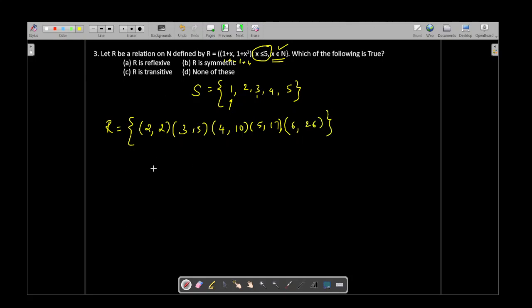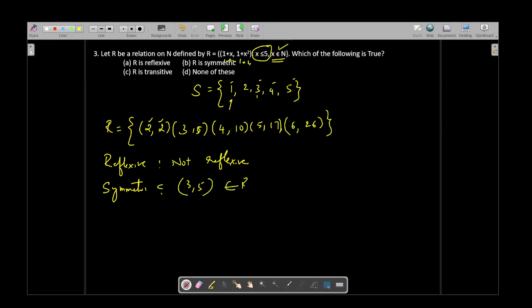So now we'll check for all the properties. That is reflexive. Clearly it is not reflexive because only 2 is paired to itself. All the other elements 1, 3, 4, 5 are not paired to themselves, so it is not reflexive. We'll check for the symmetric property. It's clearly not symmetric because if you take 3 comma 5, 3 comma 5 is a member of R, but 5 comma 3 is not a member of R, so it is not symmetric.